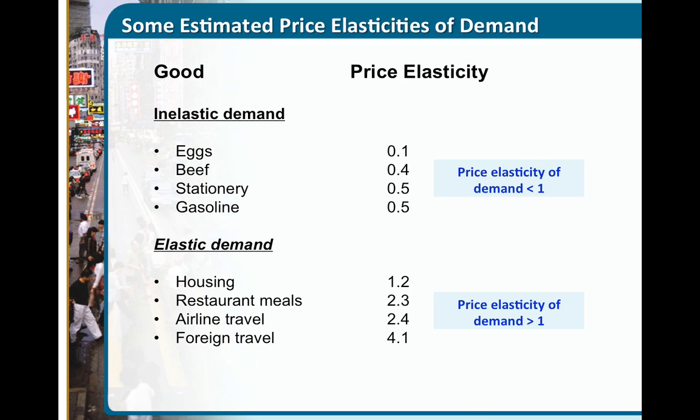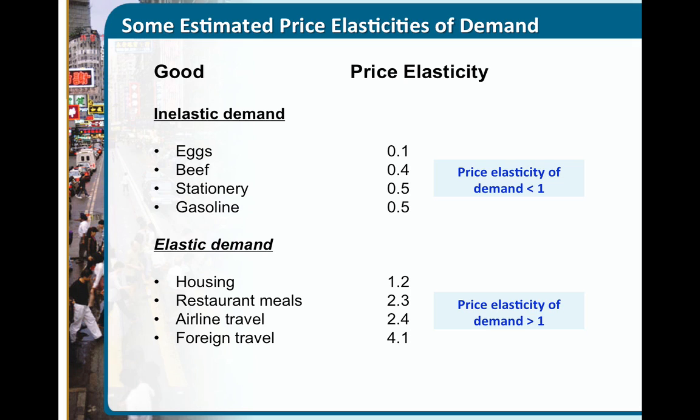Now, I know a lot of people have problems remembering the difference between inelastic and elastic demand. I always like to think of it as an elastic band. If you stretch the band and it is very elastic, that means it's very responsive when you stretch it. So foreign travel is very responsive when you change the price. Beef, for example, is not as elastic. So this hypothetical elastic band is inelastic. It won't stretch that much.